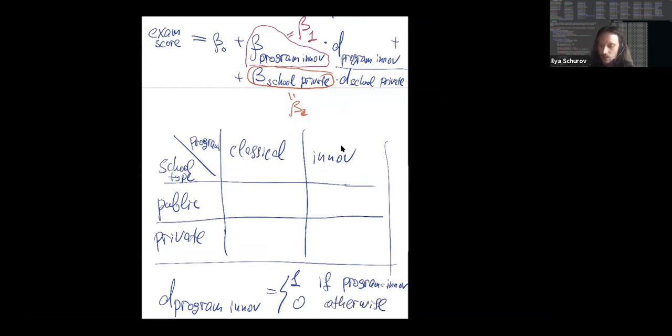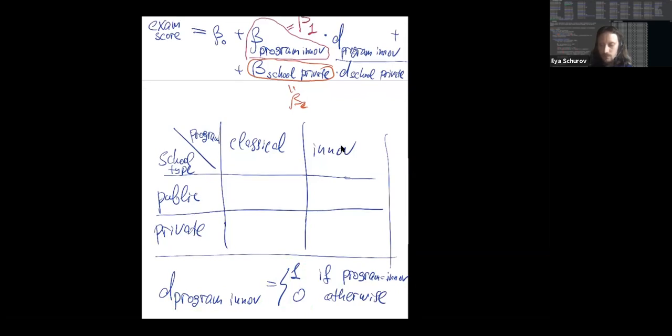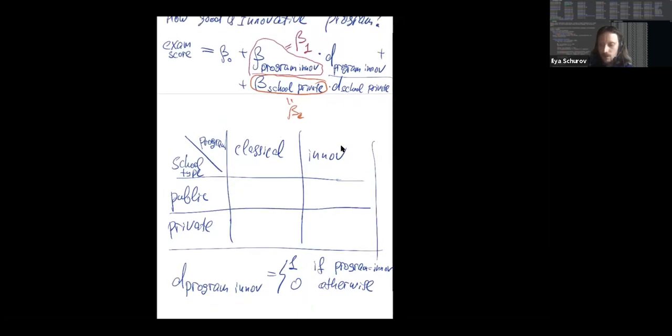So basically, what is one is written here. If I say that this dummy variable is called program innovative, then it means that it simply checks that program is innovative. And in this case, it returns one. Otherwise, it returns zero. And the same for this dummy variable. This variable checks that school is private.